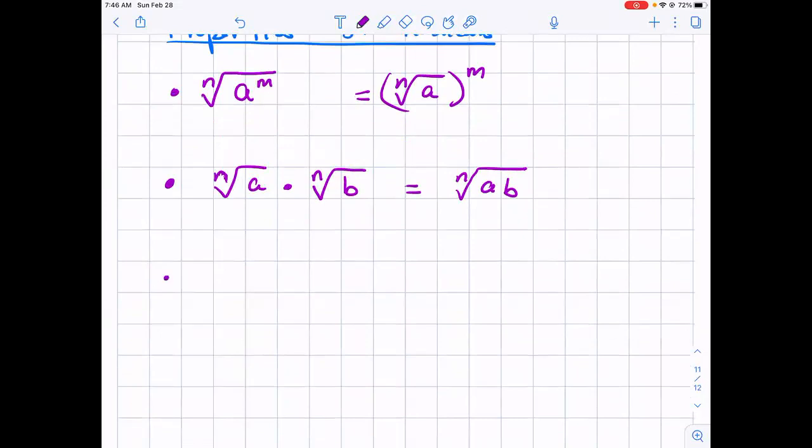We also have the nth root of a divided by the nth root of b. This is the same as the nth root of a divided by b.